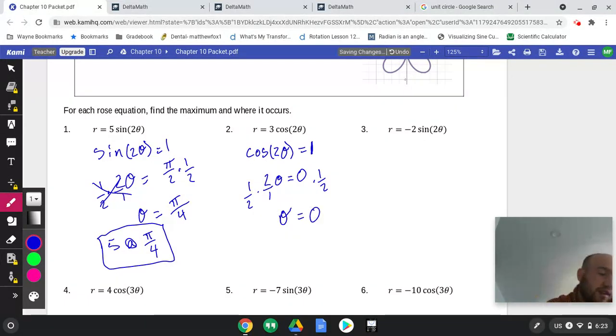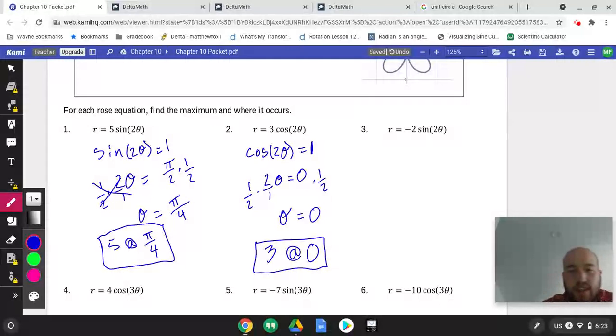And if we think about it, that means, once again, our maximum is always this first number, the absolute value of that number. So 3 at theta equals 0. Sorry, I'm a little scatterbrained so far.